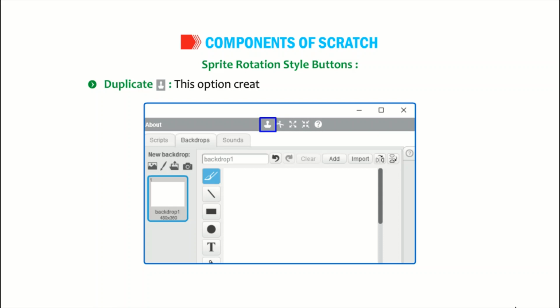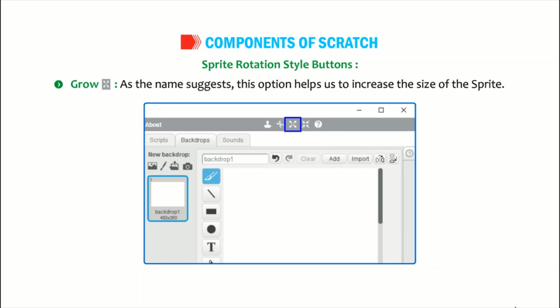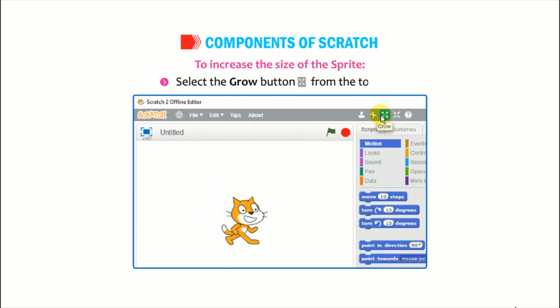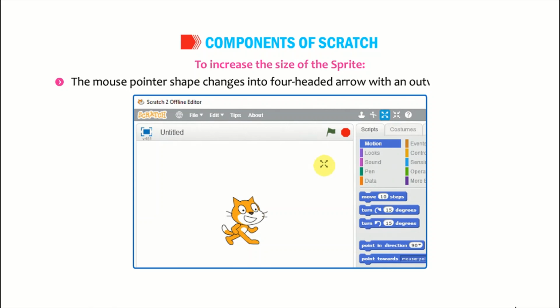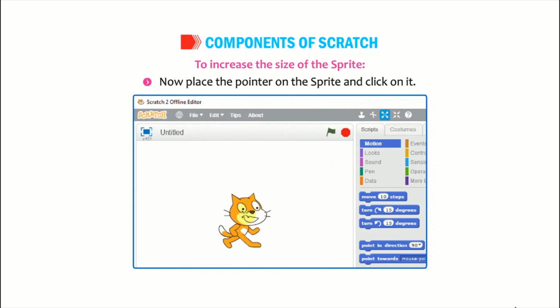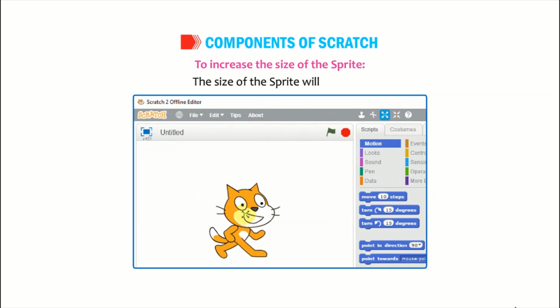Duplicate. This option creates a duplicate copy of the selected sprite. Delete. Clicking on this option will delete the selected sprite. Grow. As the name suggests, this option helps us to increase the size of the sprite. Let us find out how to increase size of the sprite. Select the Grow button from the toolbar. The mouse pointer shape changes into a 4-headed arrow with an outward direction. Now place the pointer on the sprite and click on it. The size of the sprite will increase.